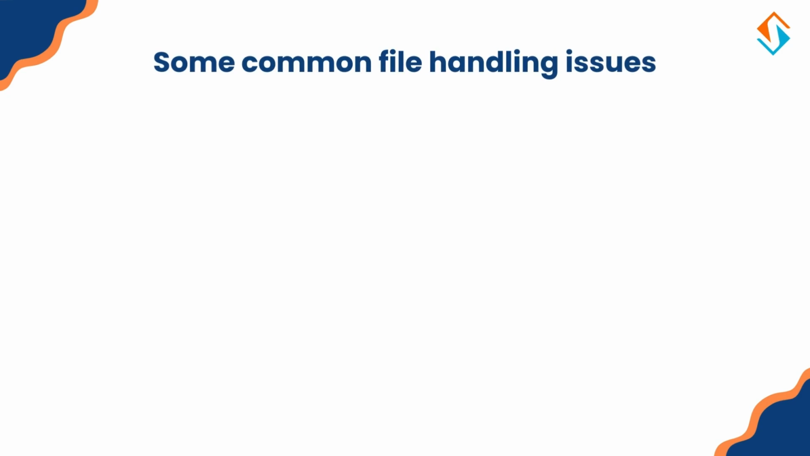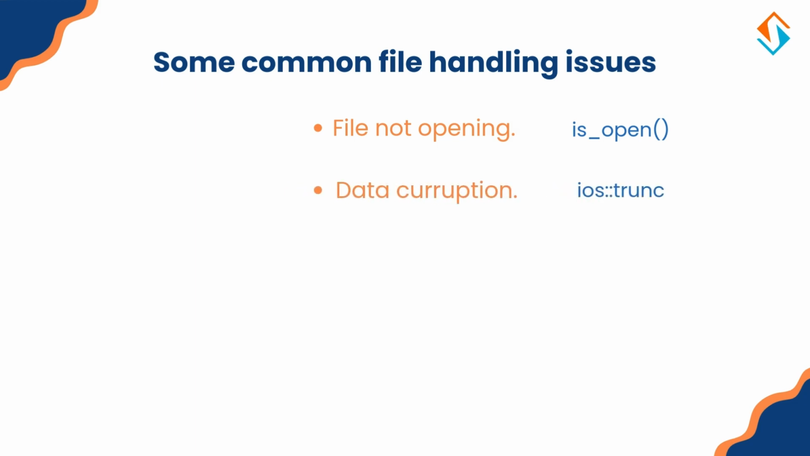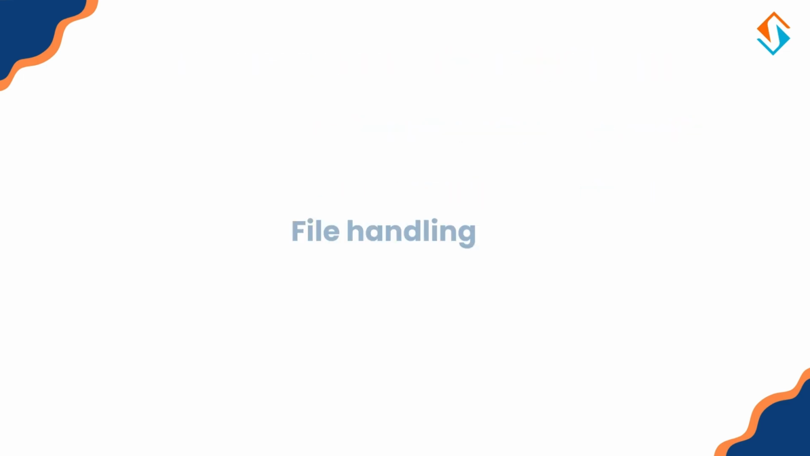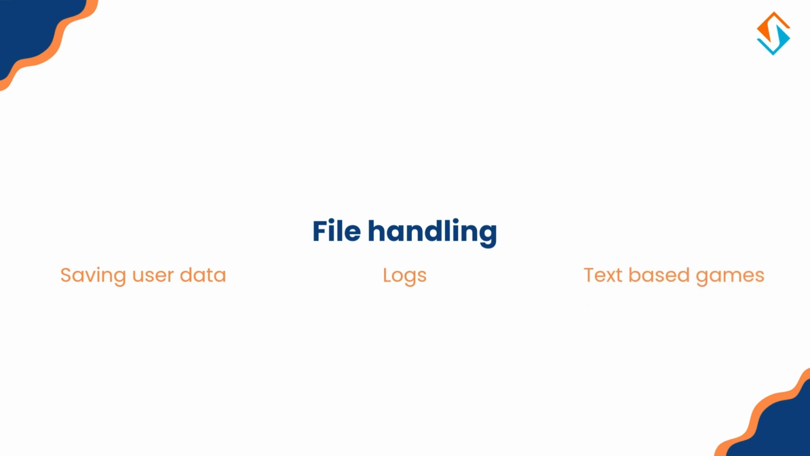Before we wrap up, let's talk about some common issues you might face. First, file not opening. Always check if the file is open using the is_open function. Second, data corruption. Be careful with modes like ios::trunc, which overwrite existing files. File handling is everywhere. Whether you're working on saving user data, logs, or even creating text-based games, file handling is a must-have skill. Once you master this, the possibilities are endless.